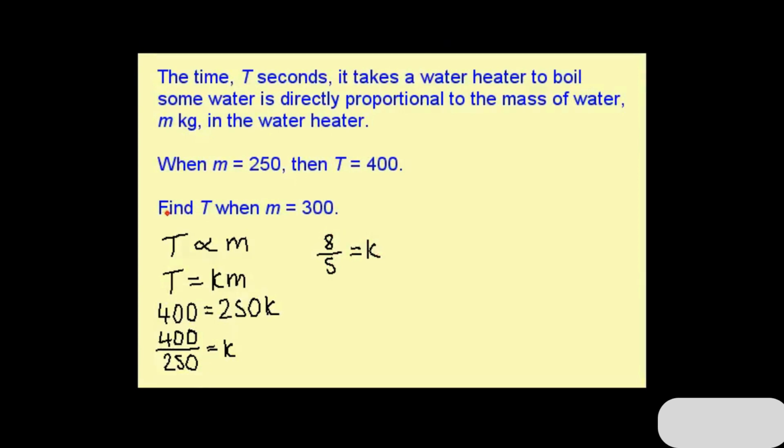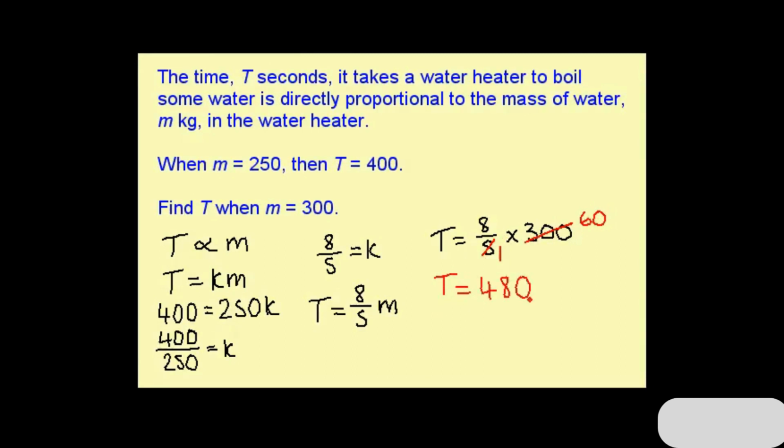I'm now asked to find T when M equals 300, so I need to use this. T equals K, which is 8/5, multiplied by M, and I know that M is 300, so I have T equals 8/5 times 300. To work this part out, I'm going to start by cancelling. 5 goes into 5 one time, and 5 goes into 300 60 times. So I now have 8 times 60. This gives me T as 480, and this is my answer to the question.